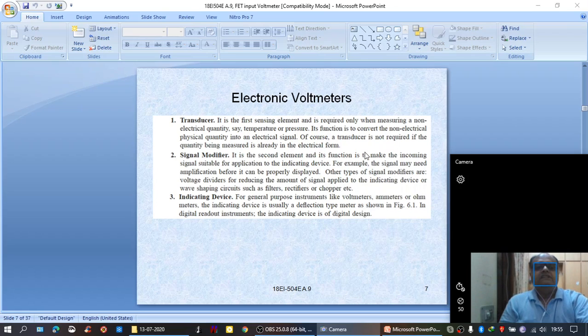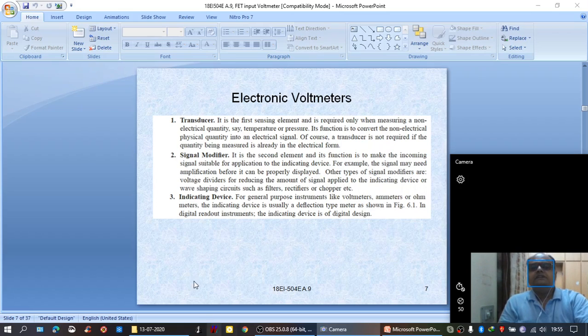Of course, a transducer is not required. This is important. Please make note of this. A transducer is not required if the quantity being measured is already an electrical signal or is already in the form of an electrical signal.